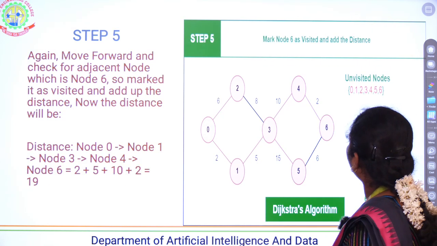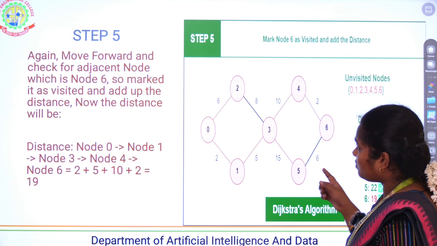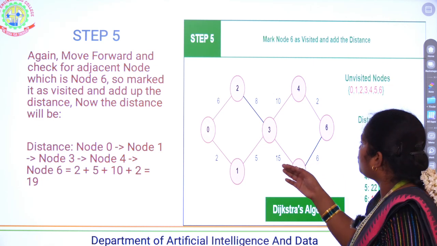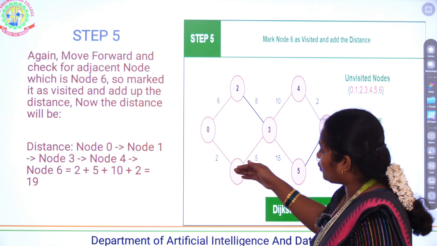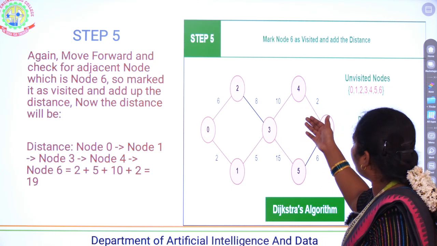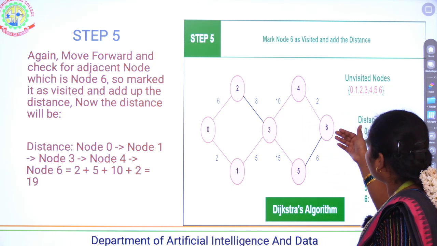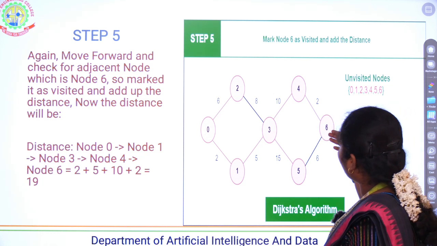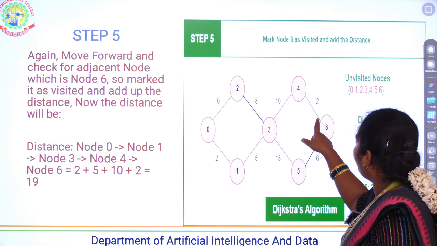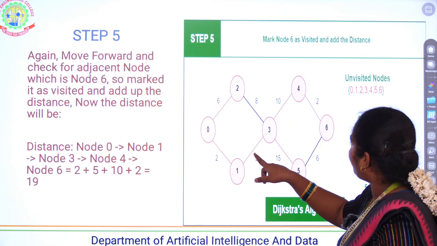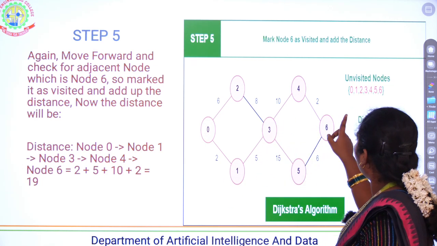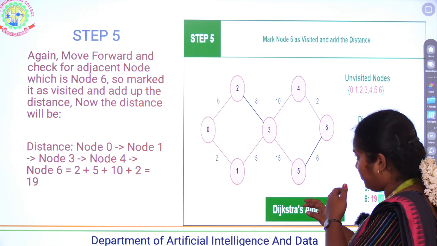And in the next fifth step, we are going to move forward and check for the adjacent node, which is 6. So the first steps we have completed from 0 to 1, and then 1 to 3, 3 to 4. Then from node 4 we are going to check which is the next one. So we have node 6. It is marked as the visited node with a weighted distance of 2, which will be added from node 0 to node 4. That will be 2 plus 5 plus 10 plus 2, which is equal to 19.